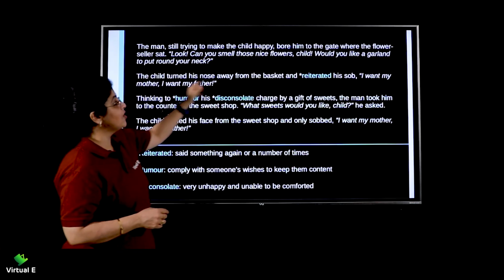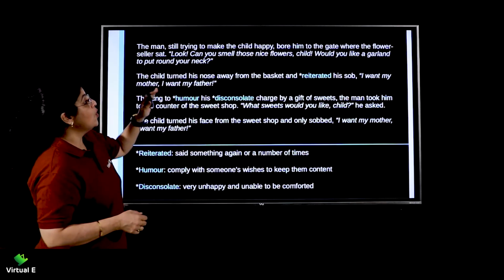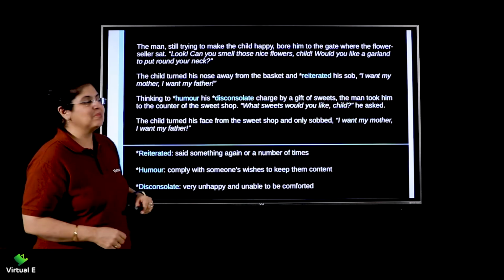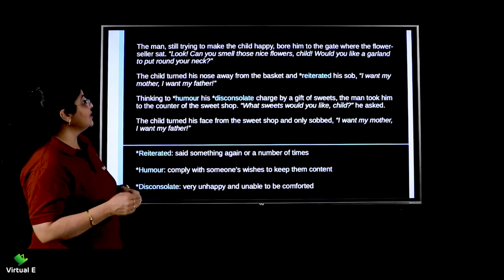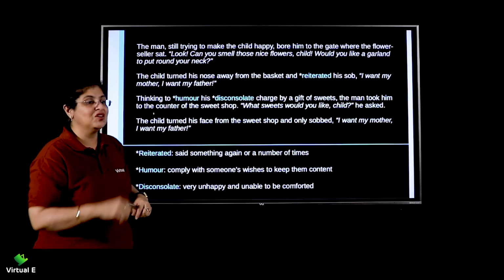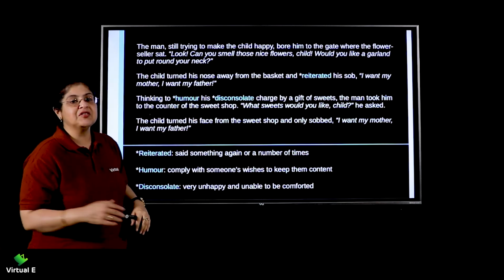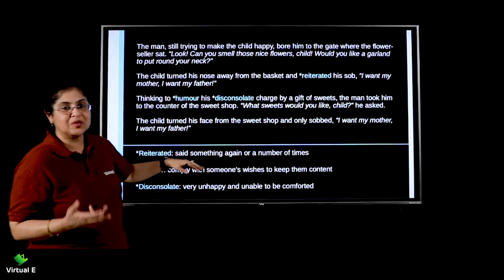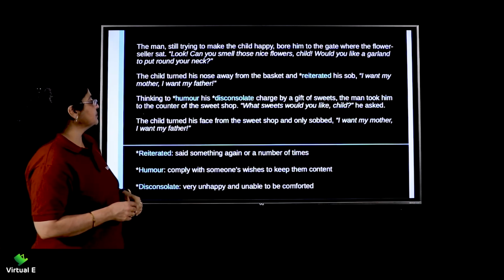The man, still trying to make the child happy, bore him to the gate. He took him to the gate where the flower seller sat. Exactly the same places. Look, can you smell those nice flowers, child? Would you like a garland to put round your neck? Do you want that garland? Remember, he had asked for the garland. The child turned his nose away from the basket and reiterated his sob. He actually said something again a number of times. And what was that? The same old dialogue. I want my mother, I want my father.